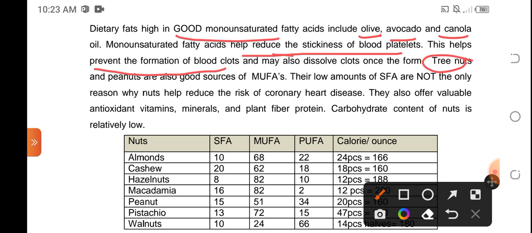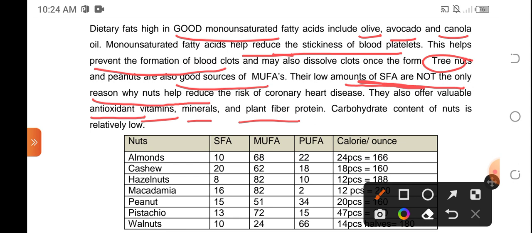Now, for the tree nuts, which is also a good source of monounsaturated fatty acids, okay, their low amount of saturated fatty acids are not the only reason why nuts could help reduce the risk of coronary heart disease. So, hindi lang din naman itong mga low level of saturated fatty acid. Rather, meron din sila pang ibang content like antioxidant, vitamins, minerals, and of course, the plant fiber and protein. Okay, so yung pagiging good fat niya is not only accounted to the low level of saturated fatty acids, rather dahil din dun sa mga iba pa niyang content.